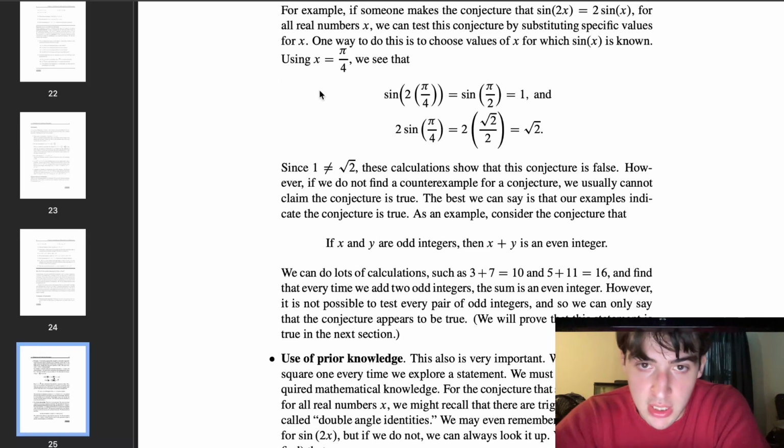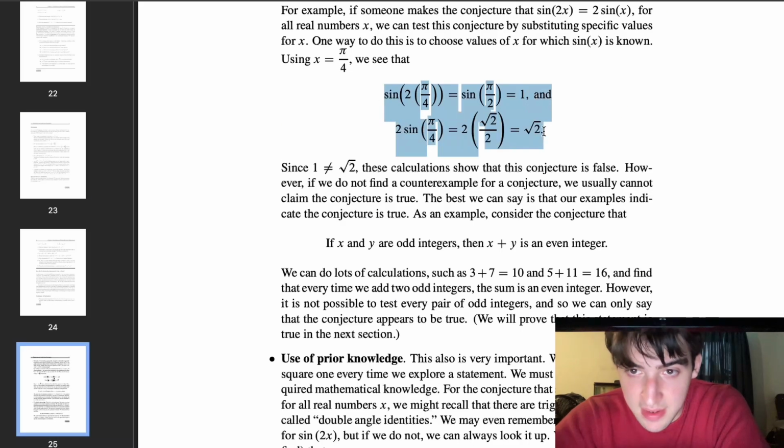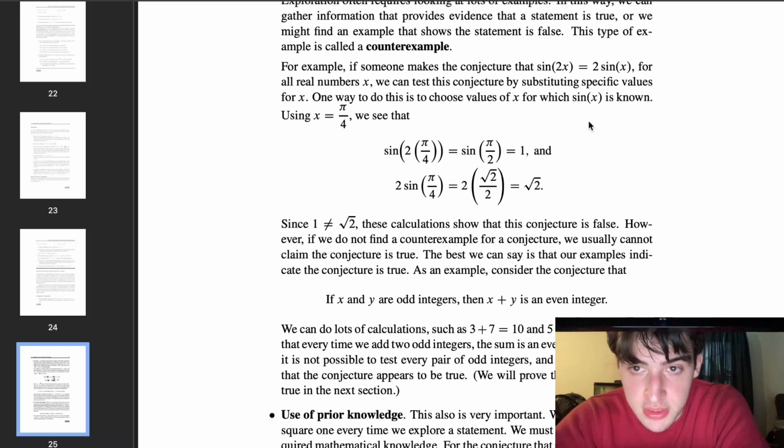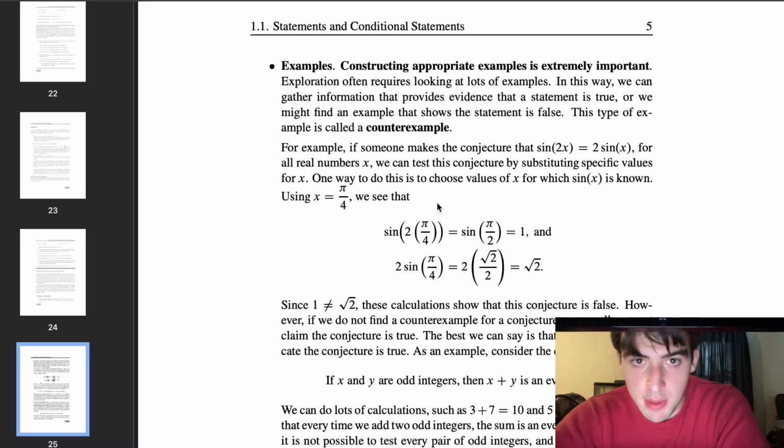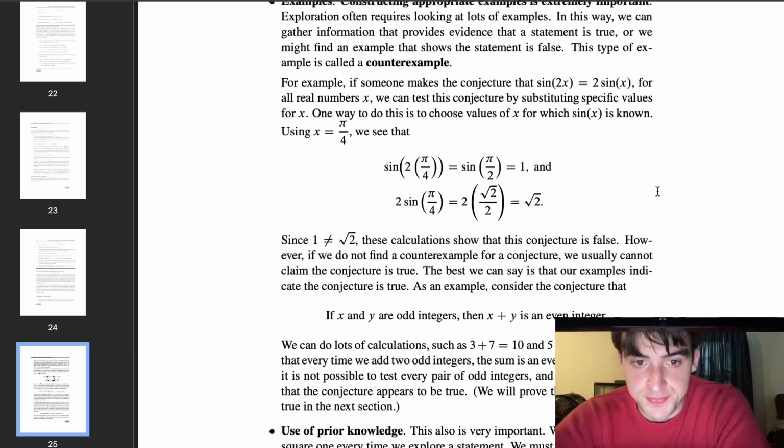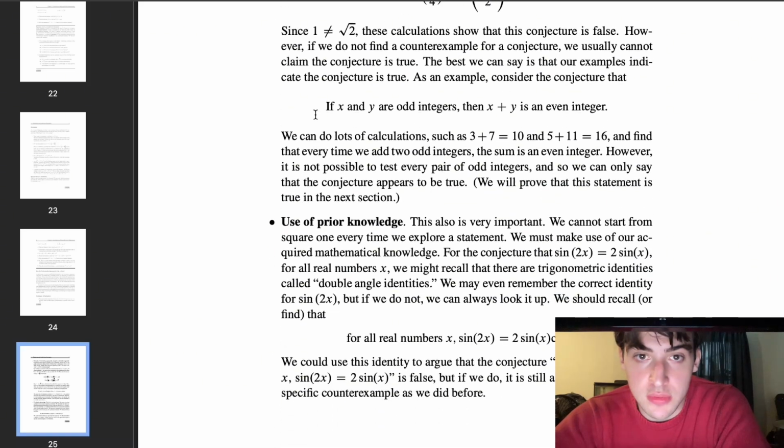I'm not going to really go into the depth of this specific mathematical equation because that's not really what we're learning right now. We're not learning trigonometry right now. We're learning statements. Since 1 does not equal root 2, these calculations show that this conjecture is false.